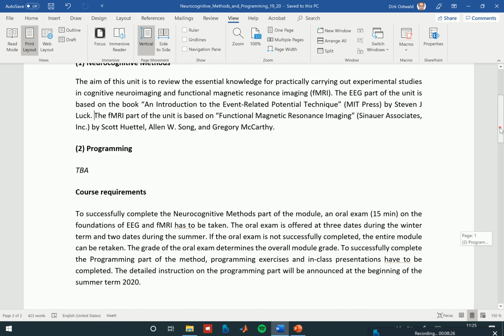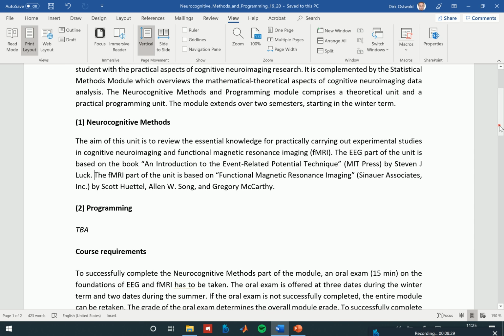Then before we talk about the course requirements, let's talk about the programming business. The programming business is a programming course that will happen in the summer term, so this module extends to both terms. And we will do a kind of seminar on programming in the summer term. One first important thing is the introduction to programming will be Python based, because I say so, and because it used to be MATLAB based.